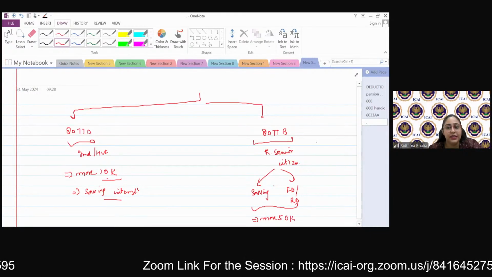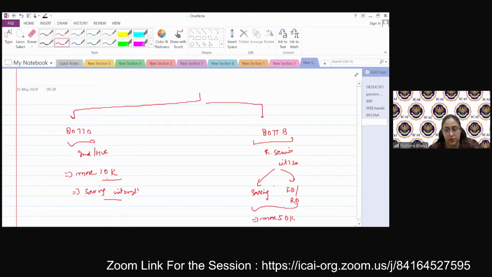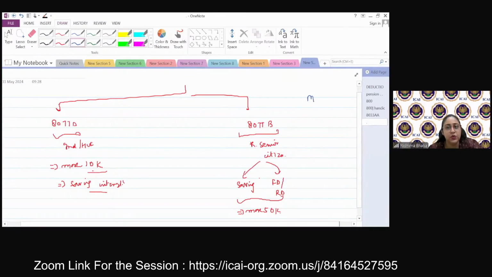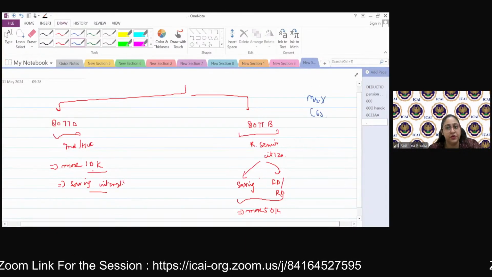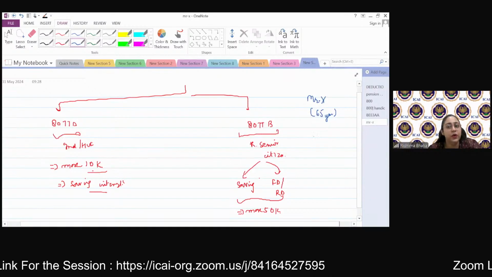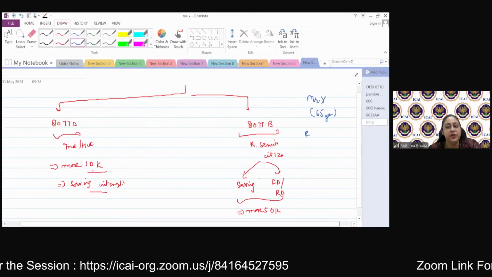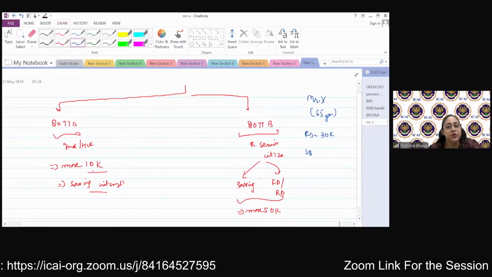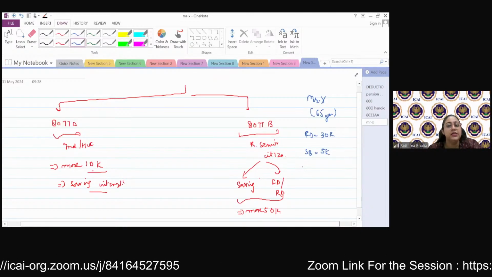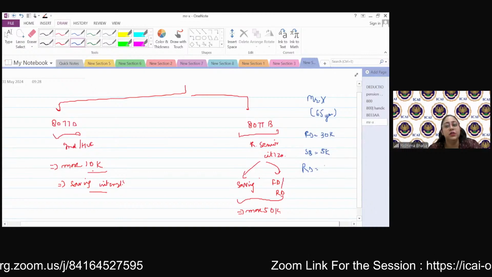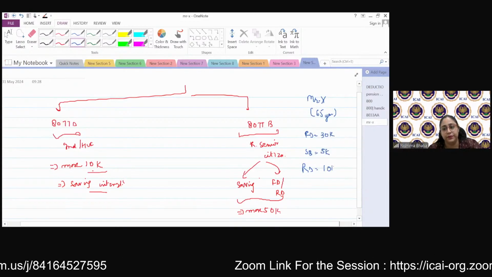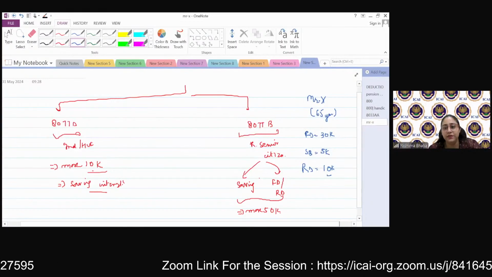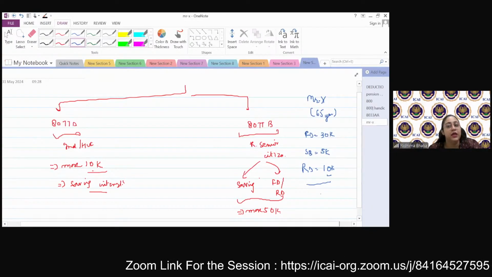Again, let's take an example. Mr. X, who is of age 65 years, a resident senior citizen, is getting FD interest during the year of 30,000. He's getting savings bank interest during the year of 5,000. He's getting recurring deposit interest during the year, say 10,000. All of this will become part of his other sources income, 30 plus 5 plus 10, 45K, correct?